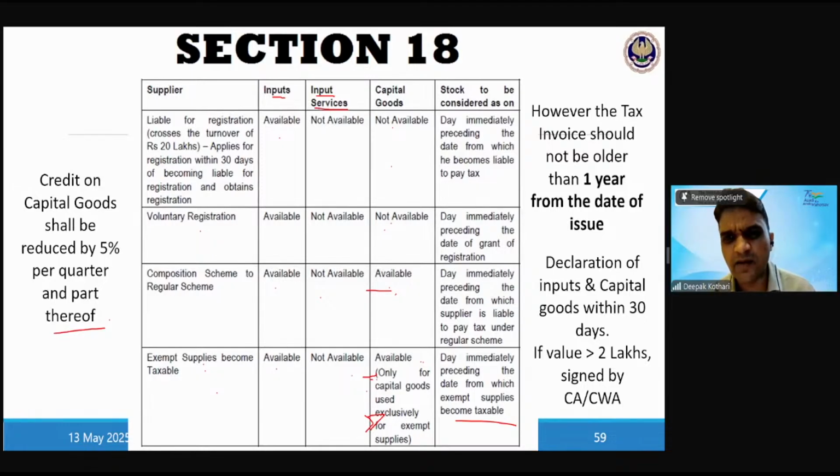18(1)(b), yes, what is your doubt in 18(1)(b), Sumit? First is for stock only, not for capital goods, right? Correct. What is the full form of CWP? Capital work in progress.